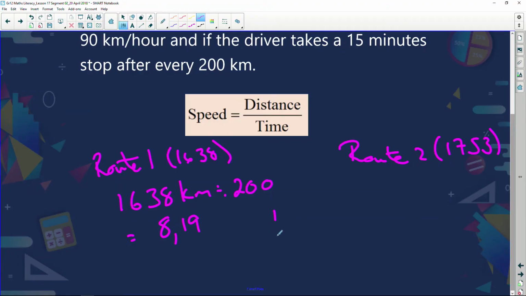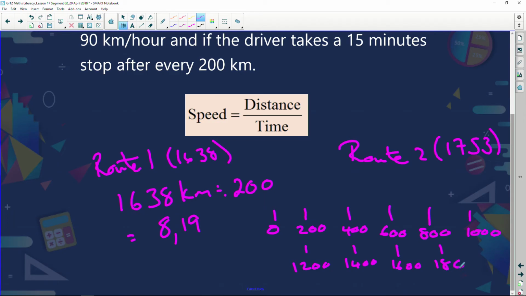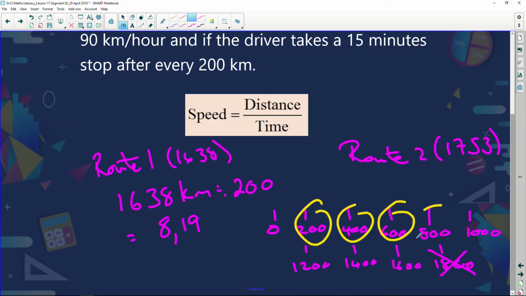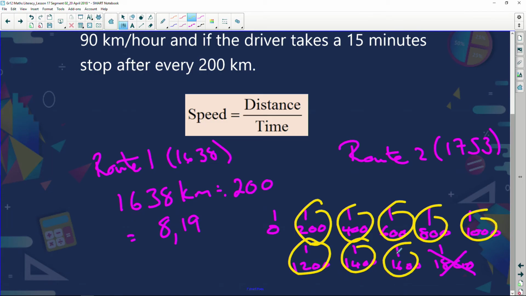So I start at naught, I've got 200, 400, 600, 800, 1,000, 1,200, 1,400, 1,600, 1,800. So already at 1,800, I've already passed Durban. So I don't need to count that stop. So when I add up my stops, I've got 1, 2, 3, 4, 5, 6, 7, 8 stops. Do you understand that? Appropriate rounding. So here I'm going to stop 8 times.